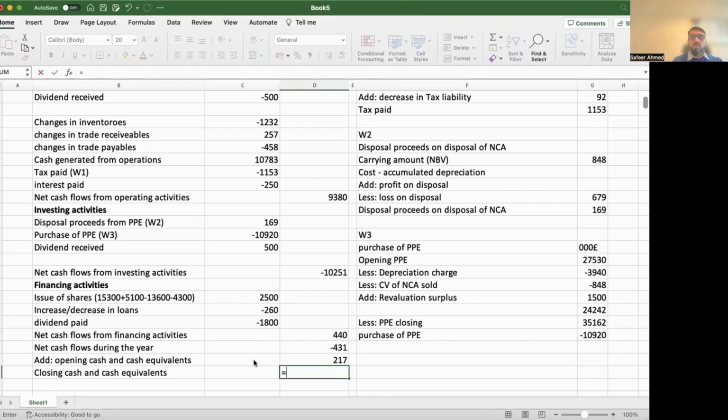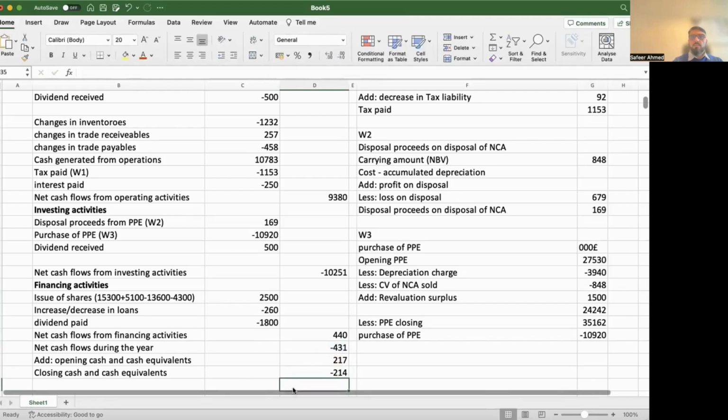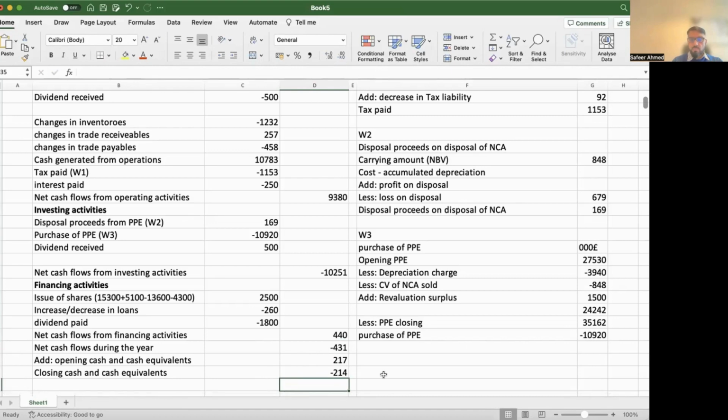So if the company has used bank overdraft, then it will be a negative amount. And you can see it is a negative amount. So you need to check in your statement of financial position for this year, does this match with our bank overdraft figure, which is 214? And you can clearly see that it does, which means our answer is 100% correct. Okay, so if it was positive, then you would be looking at the cash and cash equivalent in the statement of financial position. But because it's negative, we know that the company must have used bank overdraft.